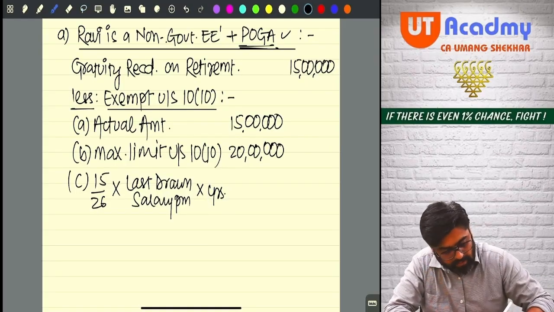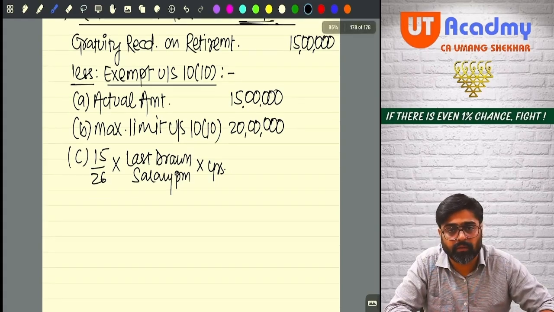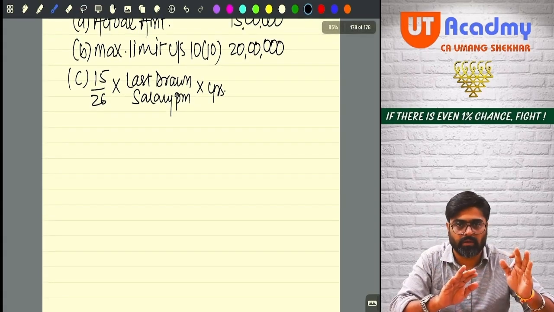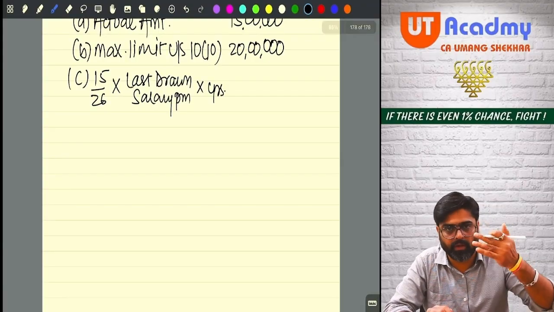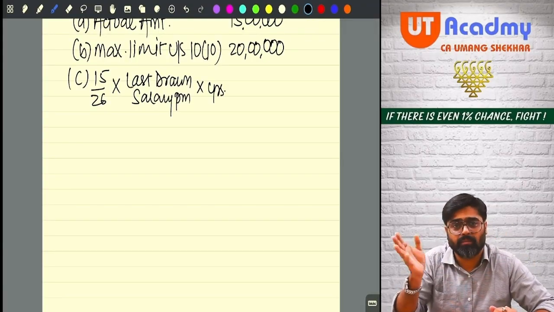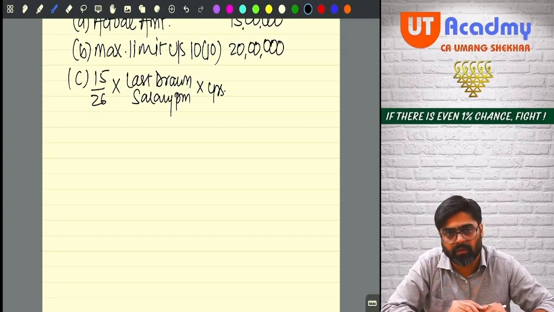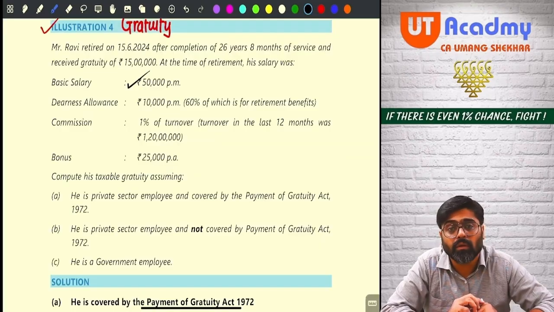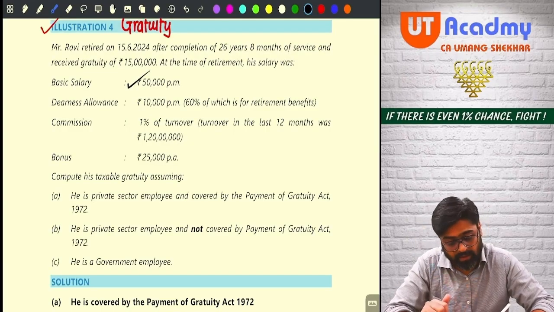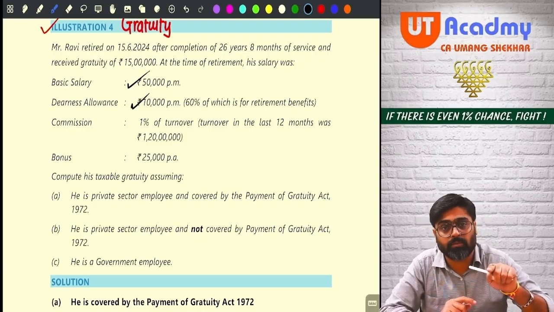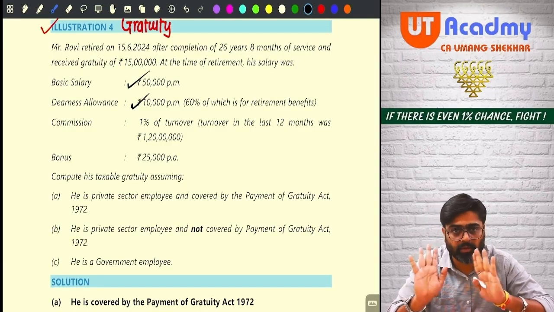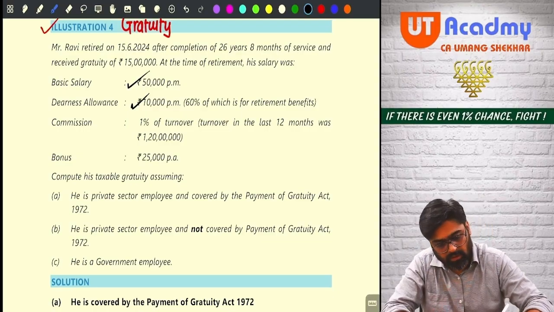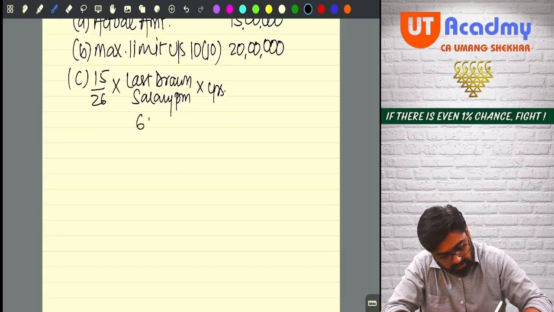Wait, I will have to first calculate the last drawn salary. So last drawn salary will be the month of retirement, ignore that. He is getting retired on 15 June, no? Ignore June. Prior to that, May month, how much basic he was getting? Come on, tell me. He was getting a basic of 50,000. And how much DA he was getting? 10,000. In terms also I am supposed to take, not in terms also. Full 10,000 I am supposed to take. So basic plus DA, 60,000. So his last drawn salary is 60,000 per month.